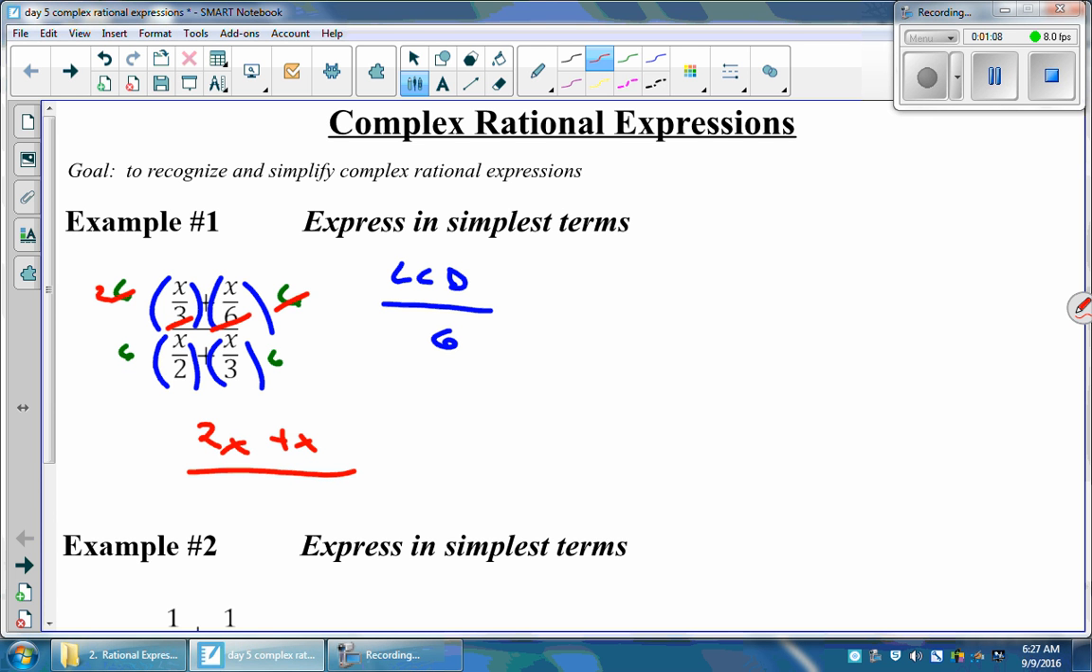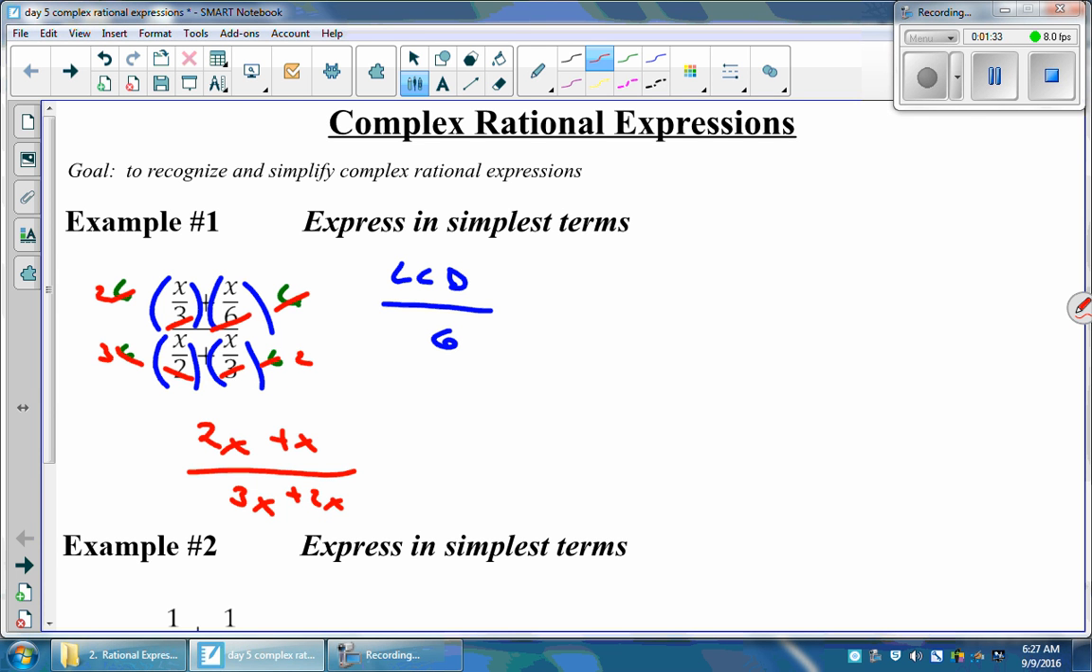In my denominator, I'm going to take this 6 and multiply it by x over 2. This 2 is going to cancel, this 6 becomes a 3, I multiply the 3 times the x, and I get x. Last fraction, the 3 is going to cancel, the 6 becomes a 2, 2 times x is going to be 2x. By finding my common denominator and multiplying by it, I've now eliminated those fractions within the fraction and made things a lot easier.